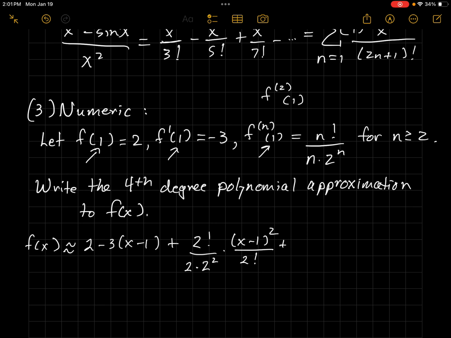I'll do the same thing for f triple prime when n equals 3. So I have 3 factorial over 3 times 2 cubed times x minus 1 cubed, but don't forget over 3 factorial. And one more, because we're going to the fourth degree, which means we stop at the x to the fourth term. So at n equals 4, we have 4 factorial over 4 times 2 to the fourth times x minus 1 to the fourth, and don't forget over that 4 factorial.